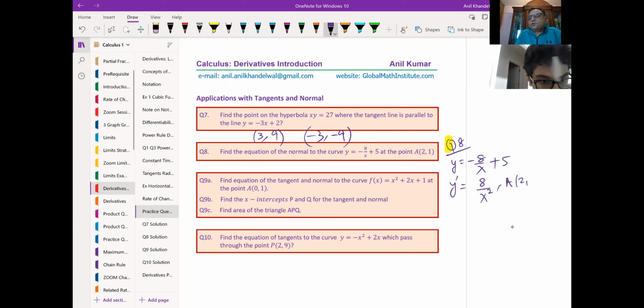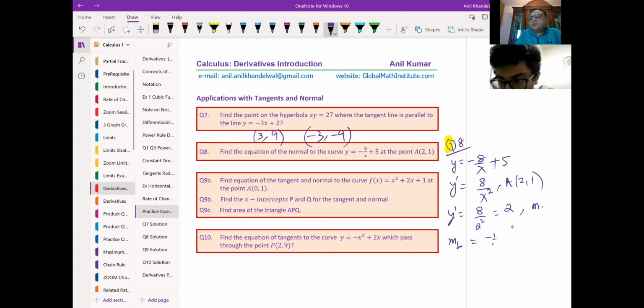So we'll substitute 2 and 1. 2 is the x value. So the derivative at 2 will be 8 over 2 squared, which is 8 over 4, so we get 2. That is the derivative m, right? Now we want the perpendicular because we are working with the normal, so it will be minus half. Then we'll follow the same process of finding the equation using the line y minus y1 equals m times x minus x1. Is that clear to you?